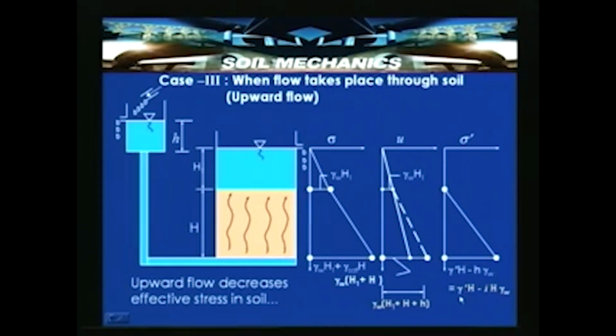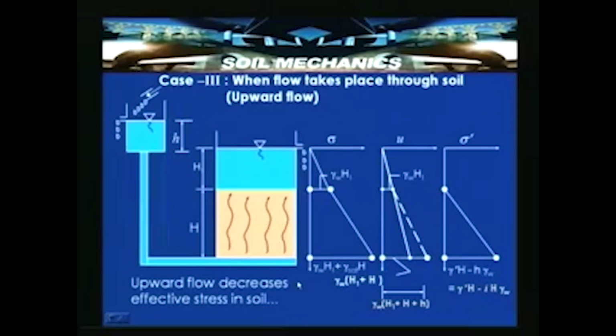So, gamma dash h minus i h gamma w, where i is equal to small h by capital H. So, by writing h is equal to i times capital H, we can write the effective stress at this particular point as gamma dash h minus h gamma w. So, upward flow decreases the effective stress in soil.